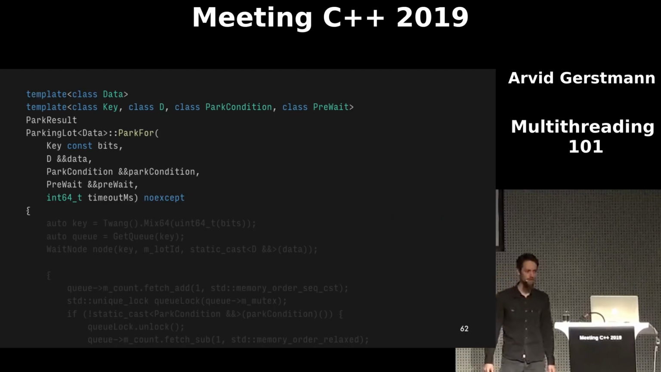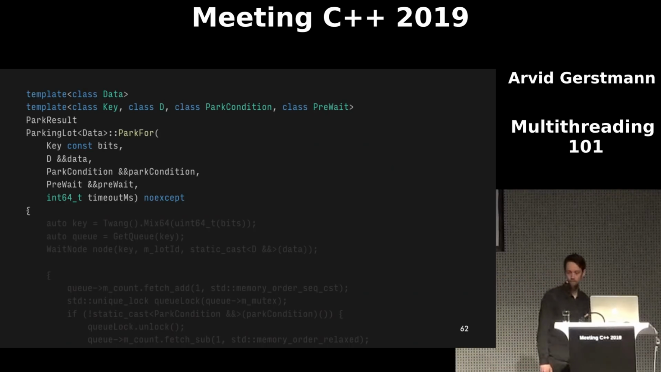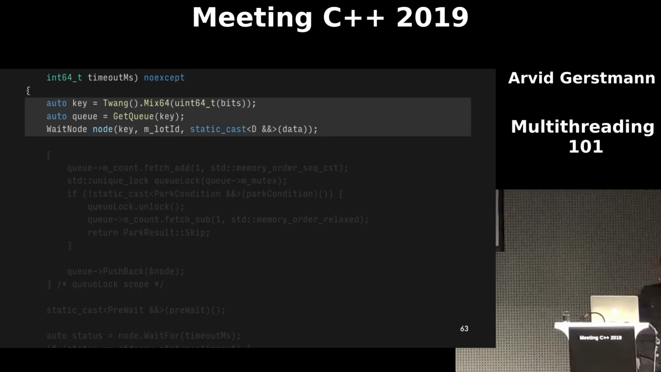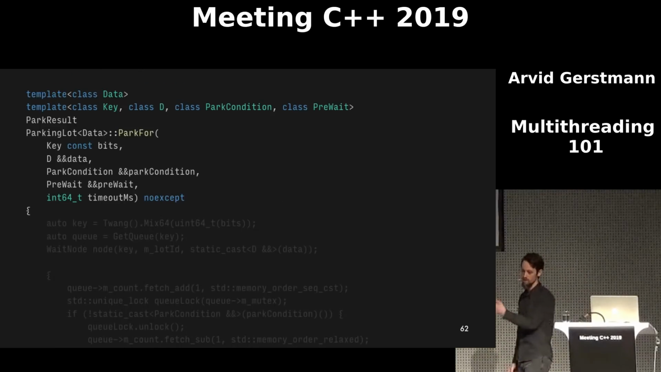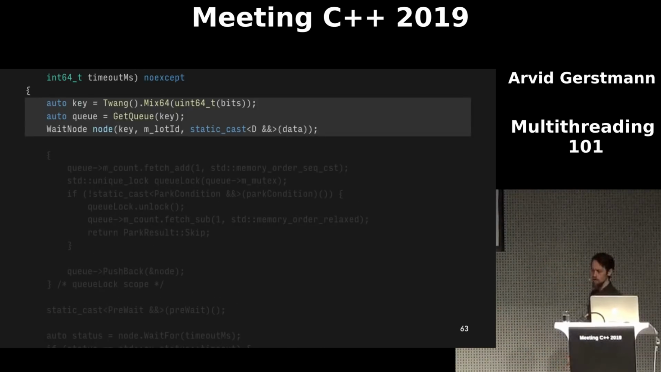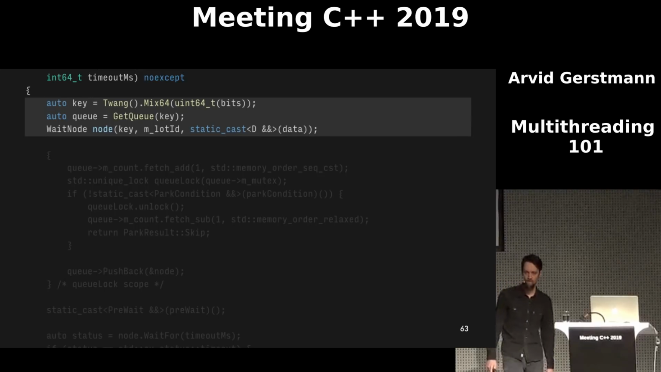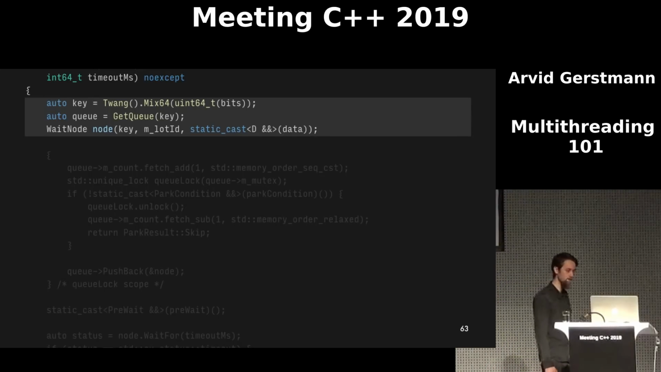So let's start by implementing the park_for function. We start by grabbing the key. We're doing that by hashing the bits, which is just the variable key renamed. And we grab the associated Q from our getQ function. With that, we are creating our wait node. This is the wait node we're going to add, or we're going to link into our doubly linked list.